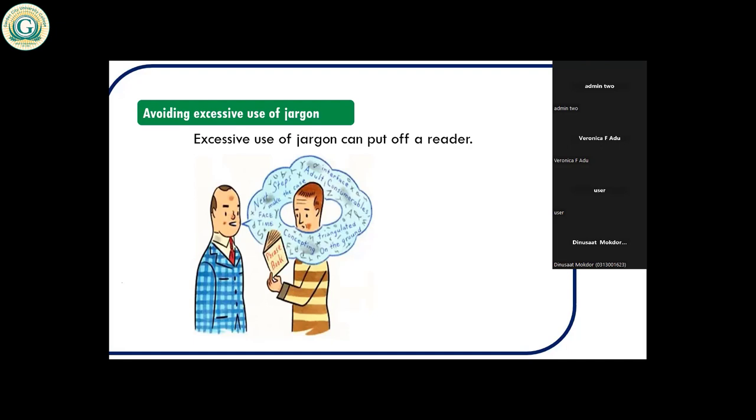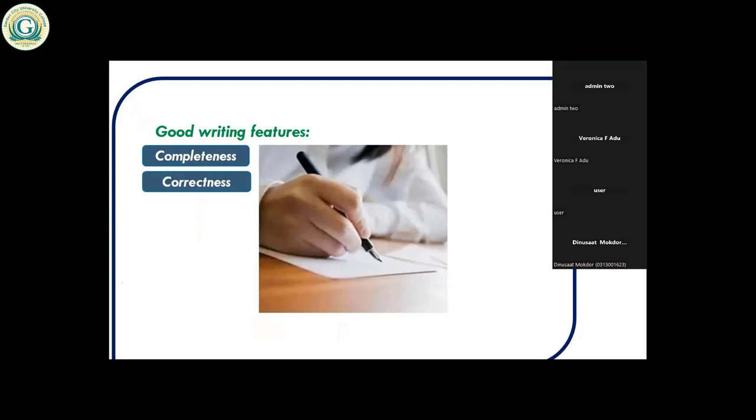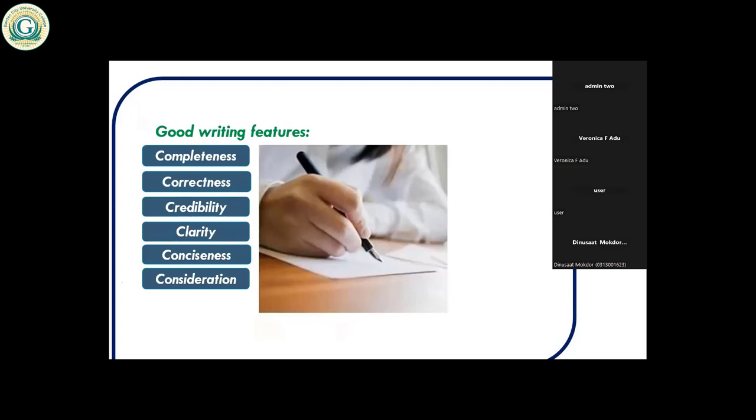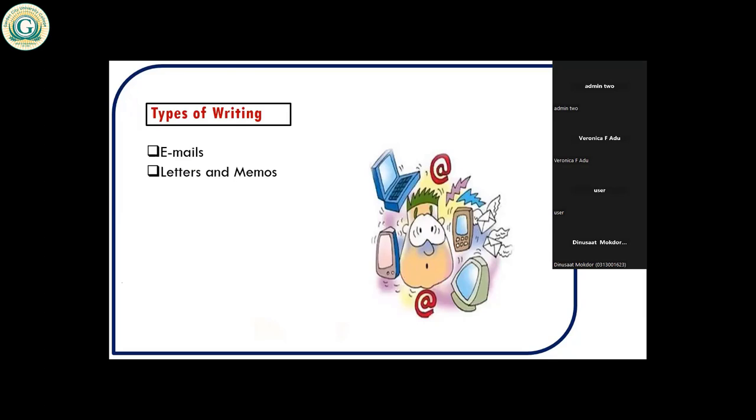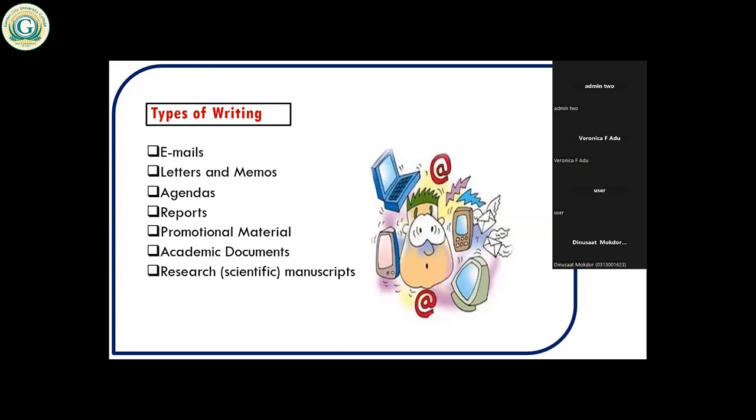And good writing features completeness, correctness, credibility, clarity, conciseness, consideration and validity. So these are the good writing features. And types of writing: we have emails, letters and memos, agendas, reports, promotional material, academic documents as you are doing. When you get to year 4-2, you need your research for academic documents, research, scientific, so effects of.